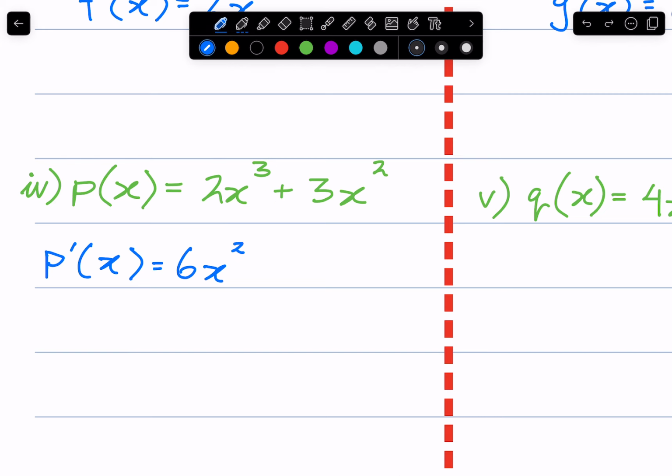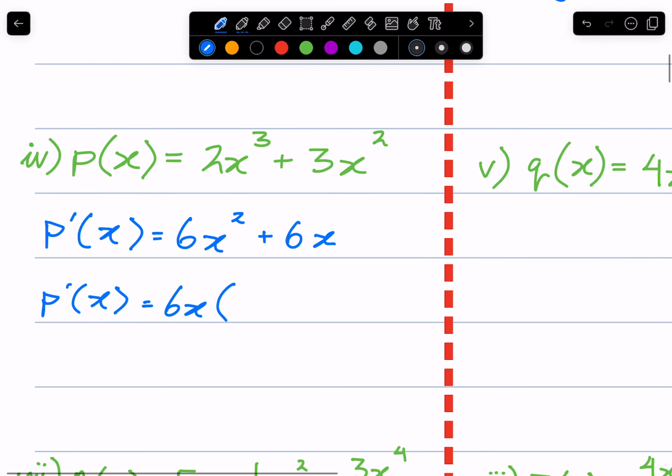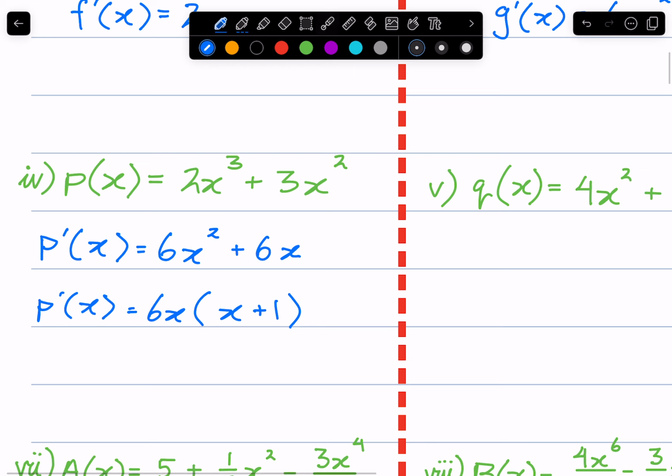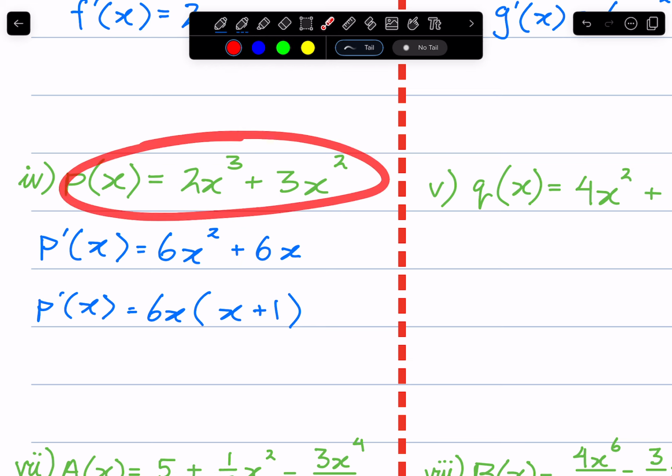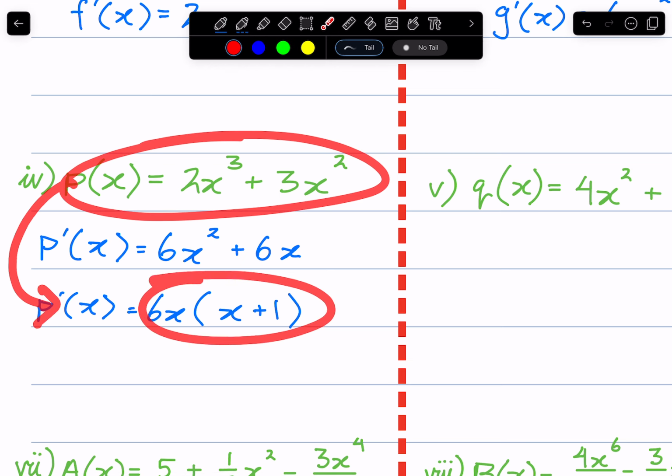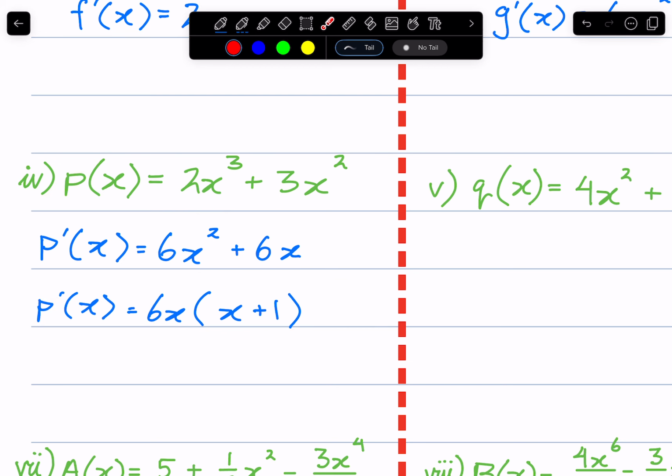It's a plus, so it's going to be plus 2 times 3, once again, is 6x, because it's 2 take away 1, so it's going to be x to the power of 1. And where possible, you should always factorize where you see it. So this will give us x plus 1. So the derivative of this expression is 6x outside of x plus 1.